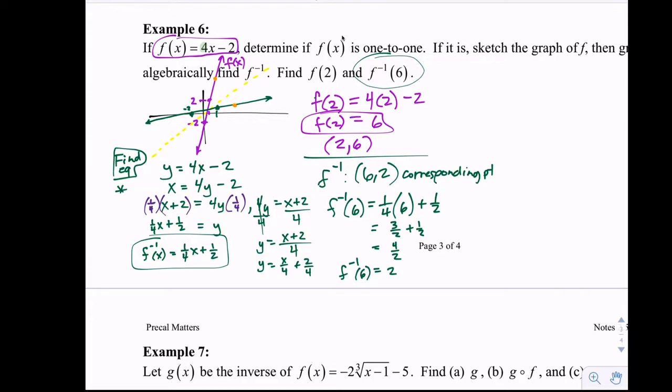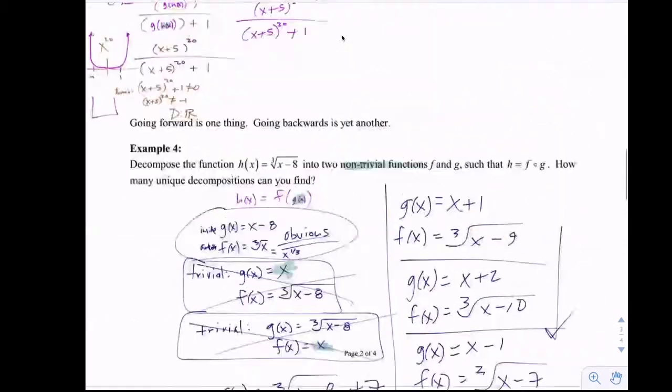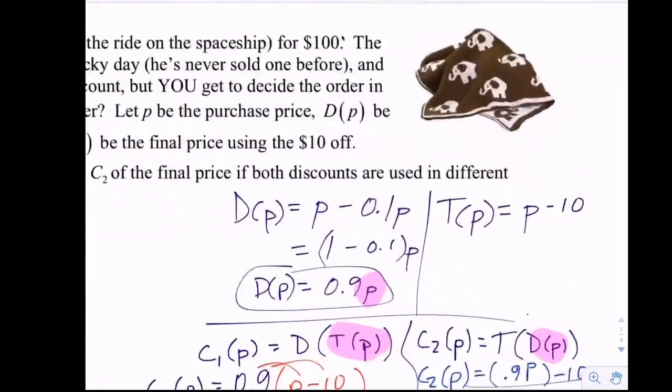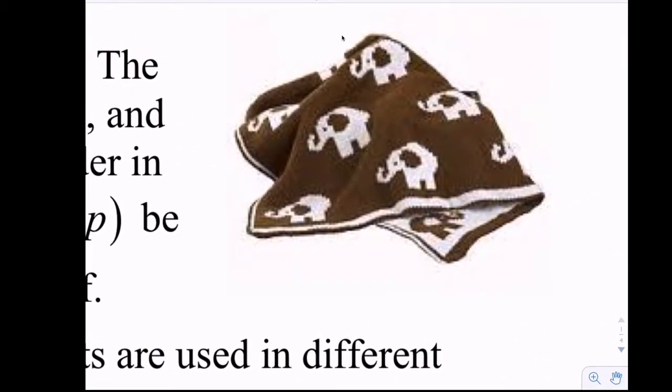Okay. We did it for 2 and we did it for 6. We did it for the point (2, 6). Is there a way to do it quickly for all values of x? Well, what did we do in the very beginning of this section? We looked at the elephant blanket. You remember the elephant blanket?